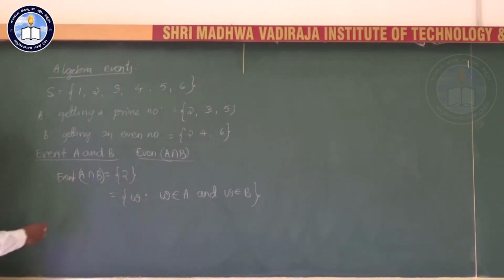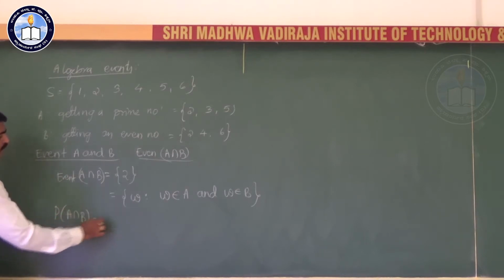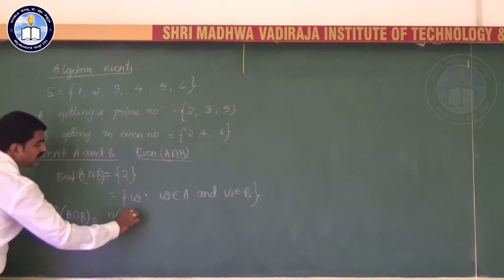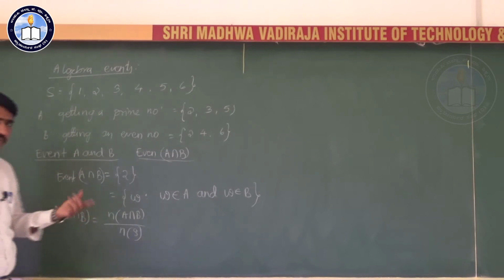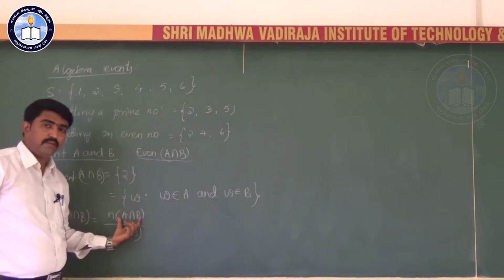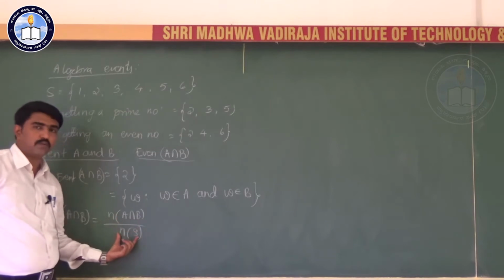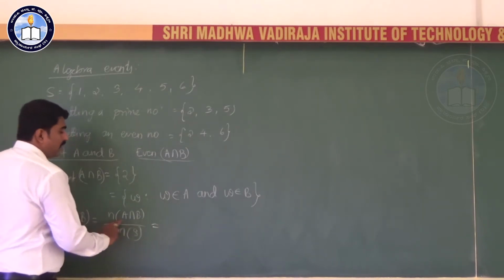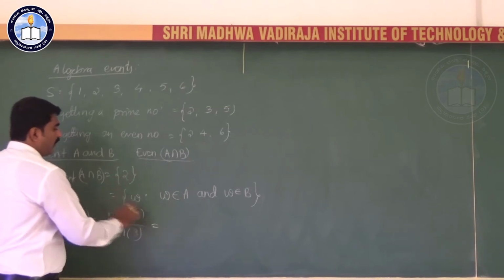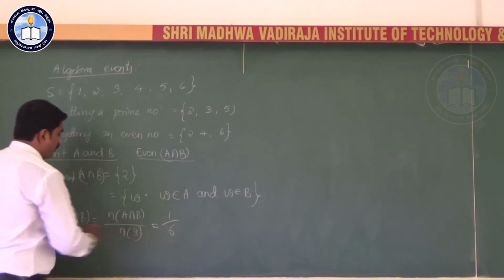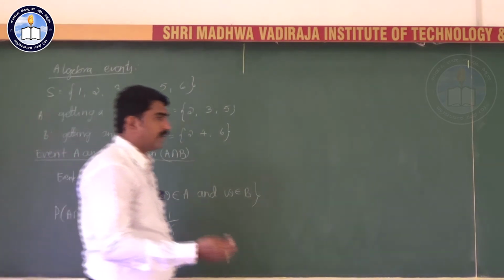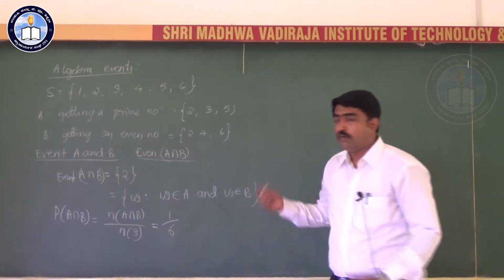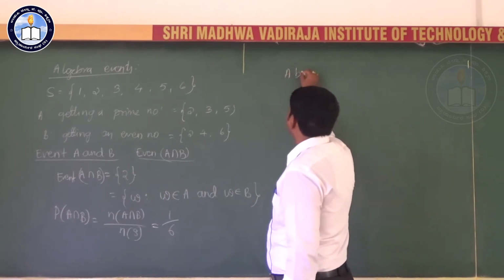How to find its probability? So, probability of A intersection B will be equal to what? That is the number of elements in A intersection B divided by the total number of outcomes. I already told you before, the number of outcomes favorable to the event E divided by the total number of outcomes. How many elements are there in A intersection B? That is only 1 out of 6. Therefore, the probability of A intersection B is 1 by 6.